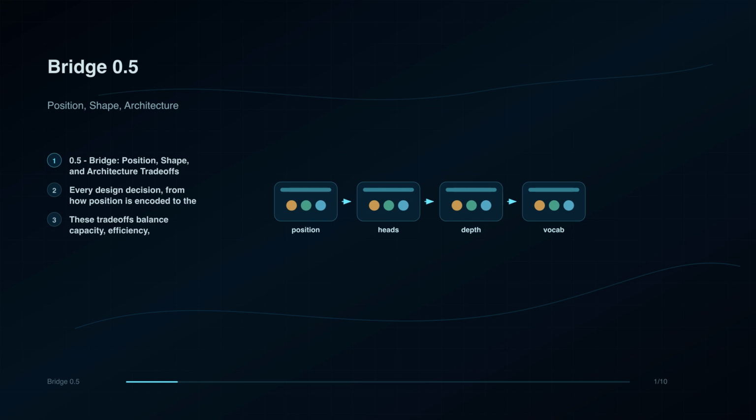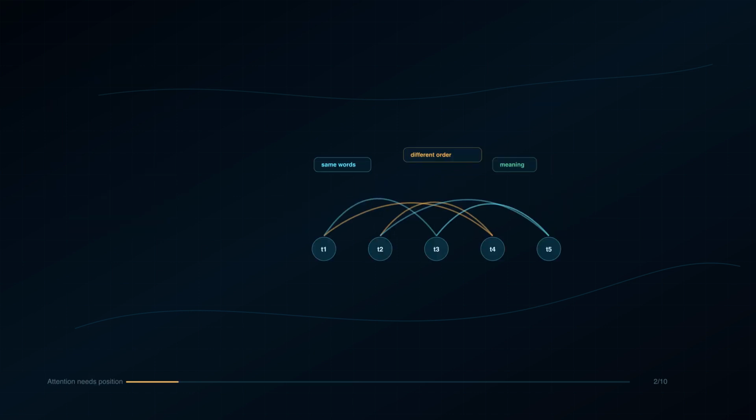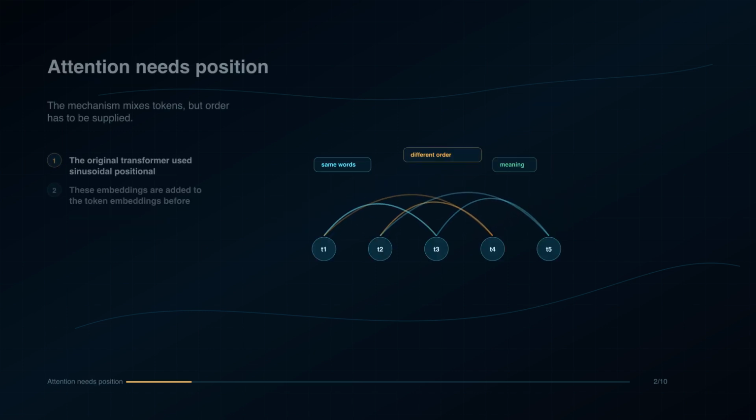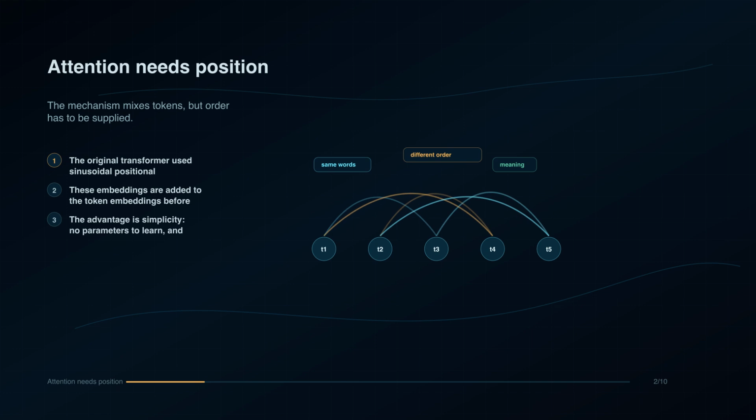The solution is positional encoding, adding information about position to the token representations. This seemingly simple requirement has profound implications. How you encode position affects not just what the model can learn, but how efficiently it can generalize to sequences longer than those seen during training, how it handles relative versus absolute position, and how much capacity is consumed by position information rather than content.